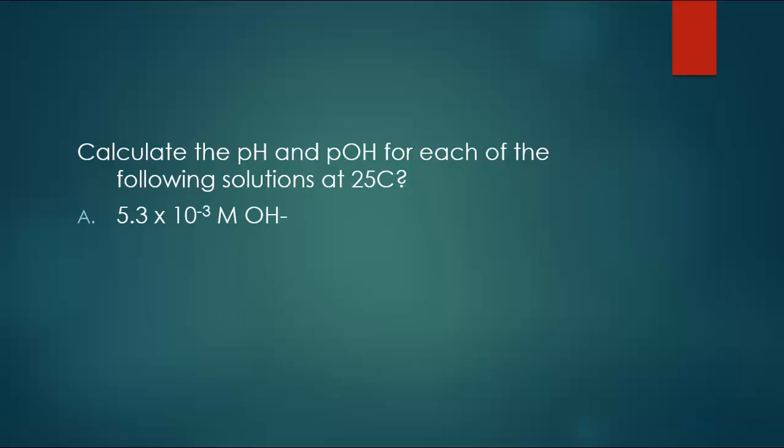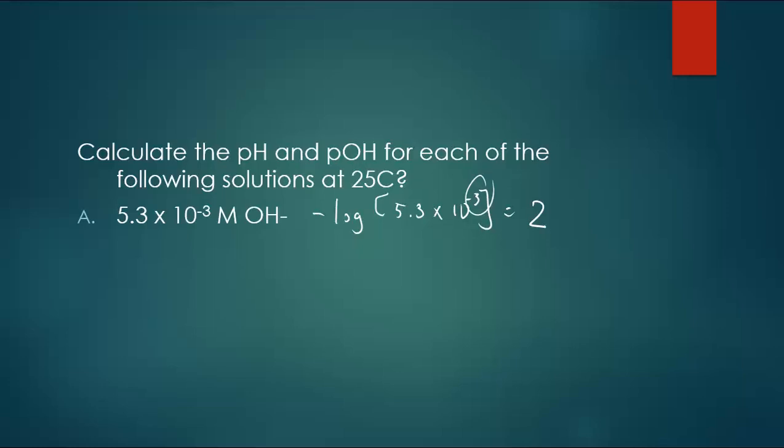All right, I need you to find pH. But wait, what's the problem here? It's an OH. Can we find pOH then? Okay, so negative log of 5.3 times 10 to the negative third equals 2 point something, and I know it's 2 point something because it's to the negative third.